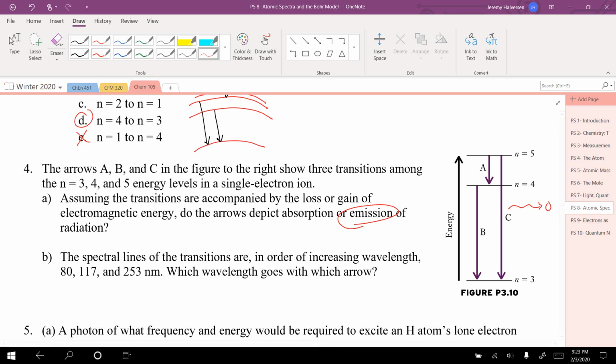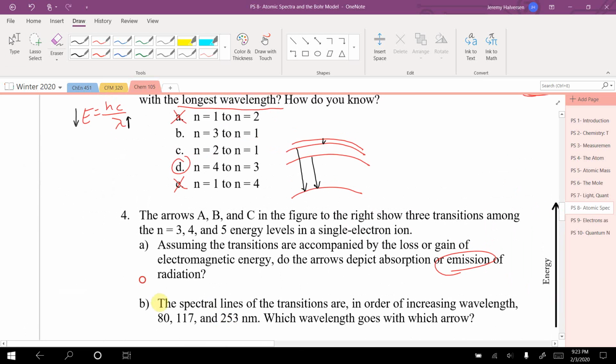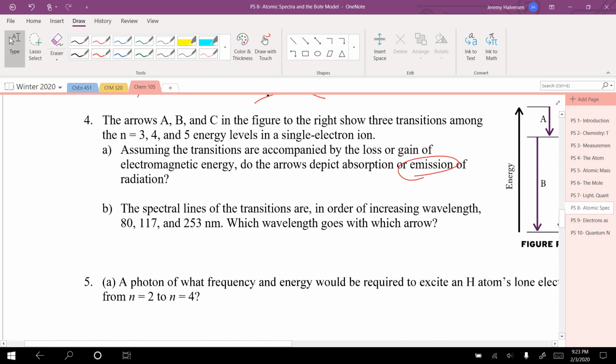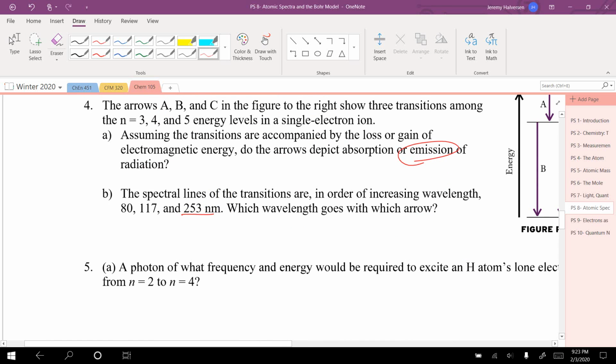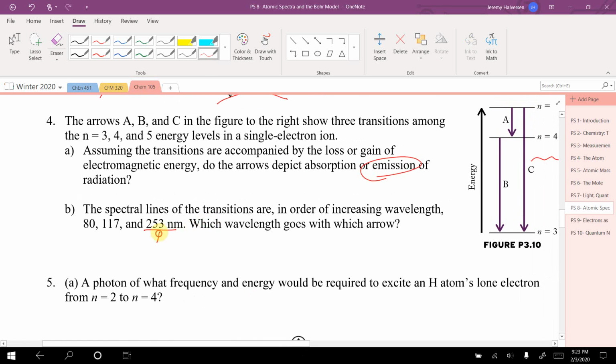Spectral lines of the transitions are in order of increasing wavelength 80, 117, 253 nanometers. Which wavelength goes with which arrow? Well, we just talked about higher wavelength being lower energy, so the highest wavelength here is going to be the lowest drop, so that's going to be A. The lowest wavelength will be the highest drop, which will be C, which means this middle one will be the medium drop, which will be B.